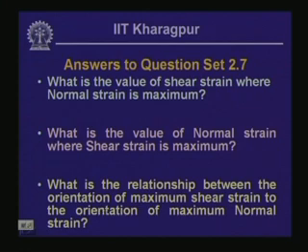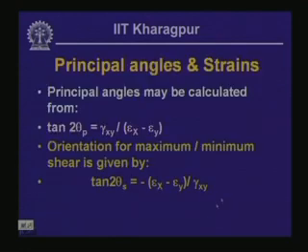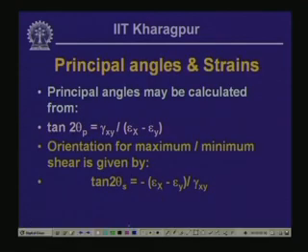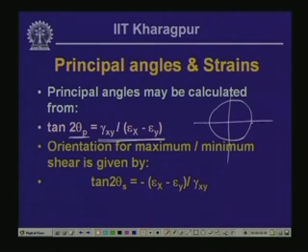Well, the third question is, what is the relationship between the orientation of the maximum shear strain to the orientation of maximum normal strain? Now, this aspect we had discussed last time. If you remember, the principal angle 2 theta p for the maximum principal strain can be located using the expression gamma x y by epsilon x minus epsilon y. Now, in the Mohr circle, if we try to locate the principal plane, this is the position of the maximum normal strain, and this is the reference plane or reference point where strain is epsilon x and gamma x y by 2.